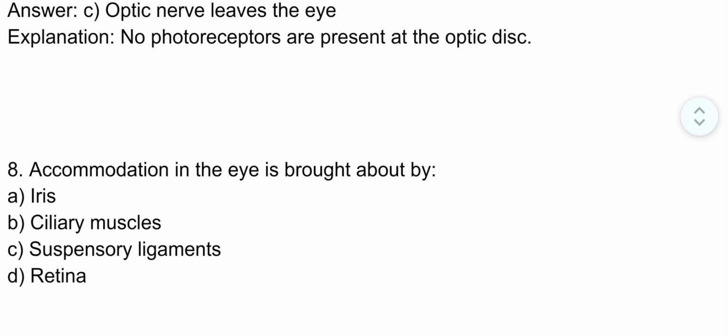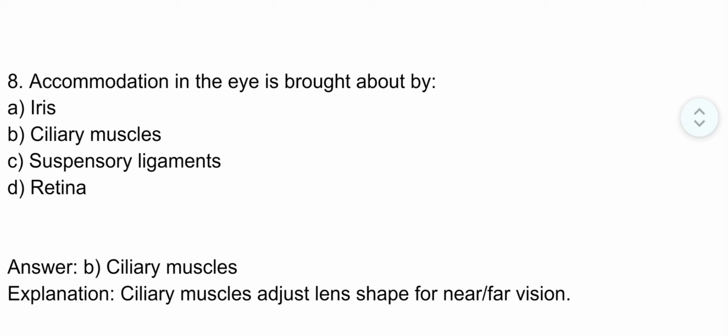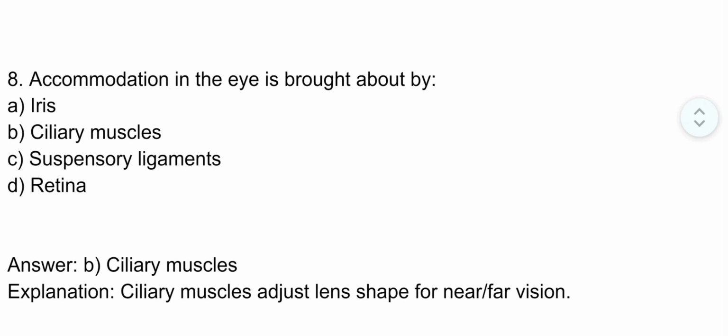Question number 8. Accommodation in the eye is brought about by... The correct option is option B. Ciliary muscle. Ciliary muscle adjusts lens shape for near and far vision.